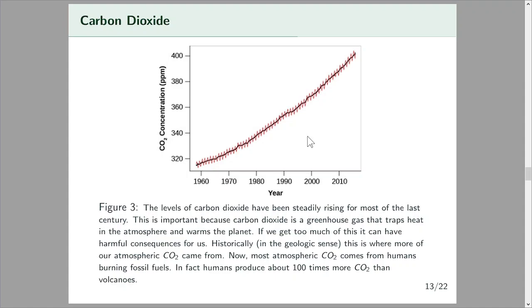A gallon of gas, which weighs about 6 pounds, produces about 20 pounds of CO2 when it's combusted. So you might think, well, how can a gallon of gas, 6 pounds of gasoline, produce 20 pounds of carbon dioxide? It's because the oxygen comes out of the atmosphere. All you're doing is pulling the carbons out. Combustion of gasoline produces carbon dioxide and water.